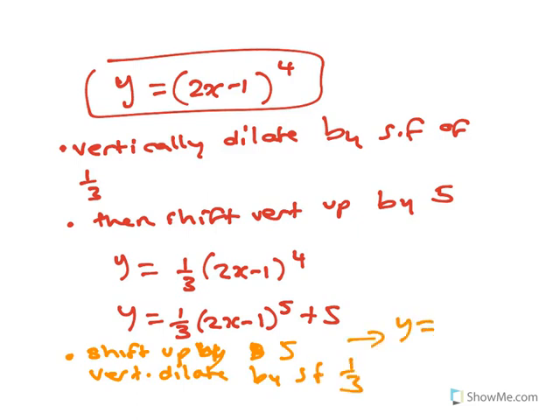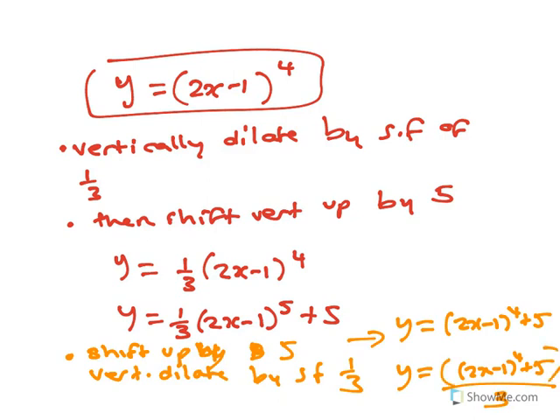Then that means that you would go y equals 2x minus 1 to the 4 plus 5. And then when we vertically dilate this by a scale factor of 1/3, that means that we would go 2x minus 1 to the 4 plus 5. The whole thing has to be over 1/3, like the whole function. So that means the 5 that's been shifted is also dilated.